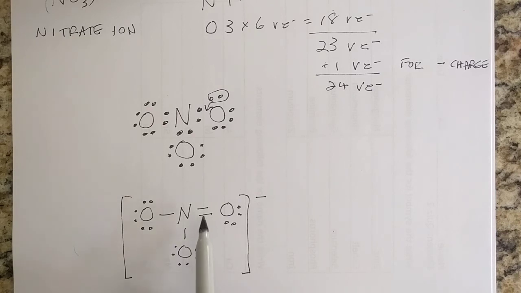And it doesn't matter if you have the double bond here and the two singles here, or if you have the double here and the two singles there. That doesn't matter, but you just need to end up with one double and two single bonds. All right, that's it.